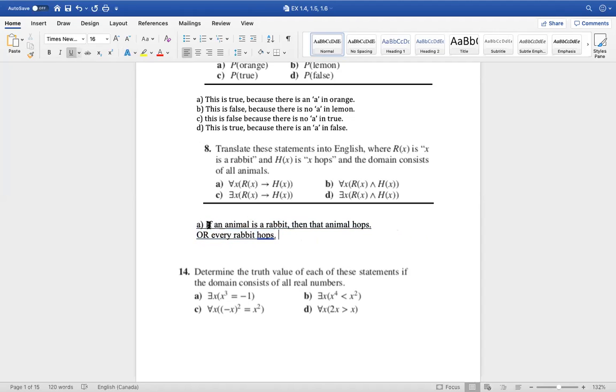Okay. So in this first part here, we are representing the relation of this conditional with the if-then, which is perfectly fine and very clear in this statement. And then we have this for all quantifier, which we are saying if an animal. Because the animals are our domain, we are saying that if there is an animal that is a rabbit, then that animal hops.